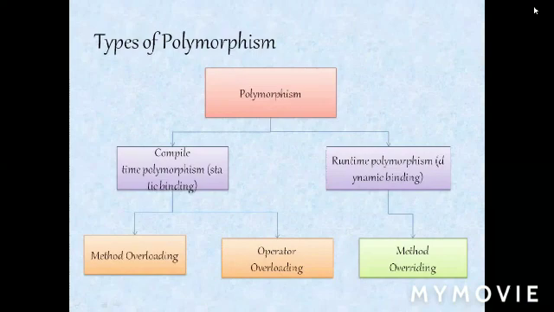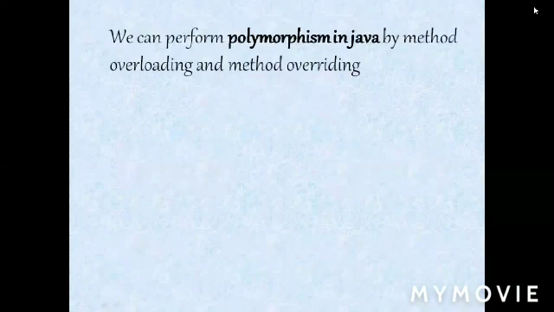Now, let us discuss the types of polymorphism. The types are compile-time polymorphism and runtime polymorphism. Compile-time polymorphism is also known as static binding, and runtime polymorphism is known as dynamic binding. Compile-time polymorphism contains two things, that is, method overloading and operator overloading, while runtime polymorphism contains method overriding. We can perform polymorphism in Java by method overloading and method overriding.